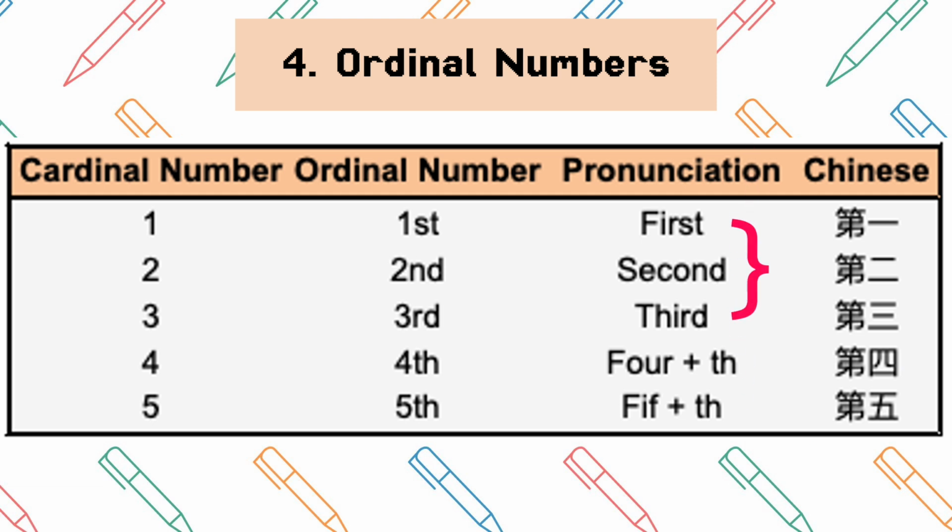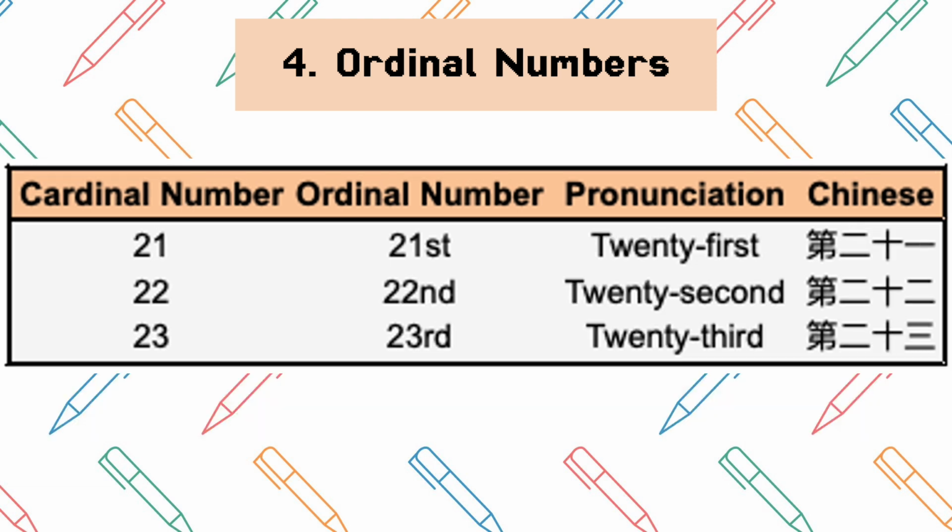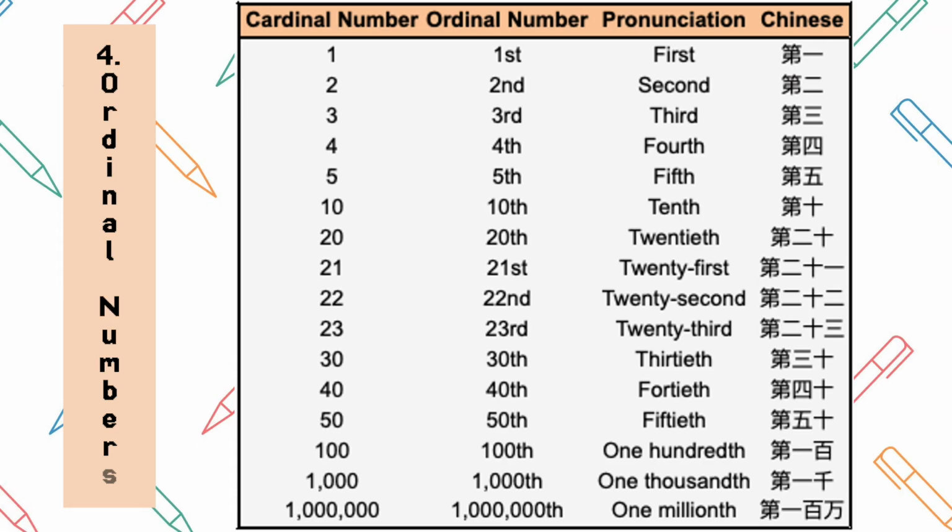The first three numbers, which are first, second, third, have unique forms. From the fourth number onward, you generally add th to form ordinals, with some exceptions, for example 21st, 22nd, 23rd. Here's a clearer breakdown for ordinal numbers. First, second, third, fourth, fifth, 10th, 20th, 21st, 22nd, 23rd, 30th, 40th, 50th, 100th, 1000th, 1,000,000th.